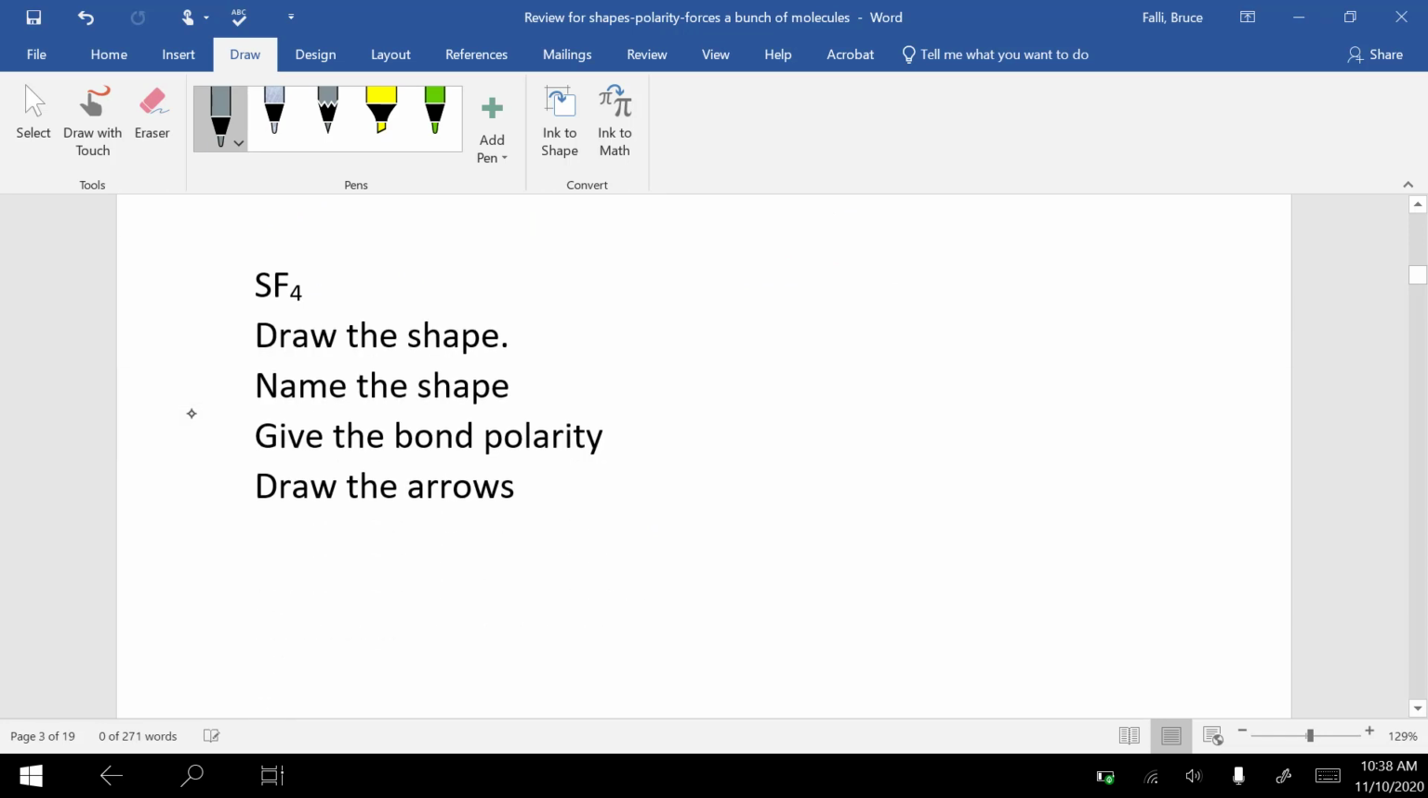SF4, draw the shape. This one's tougher. S, 1, 2, 3, 4, 5, 6. F, F. Hi, Penny. That's my dog, sorry.